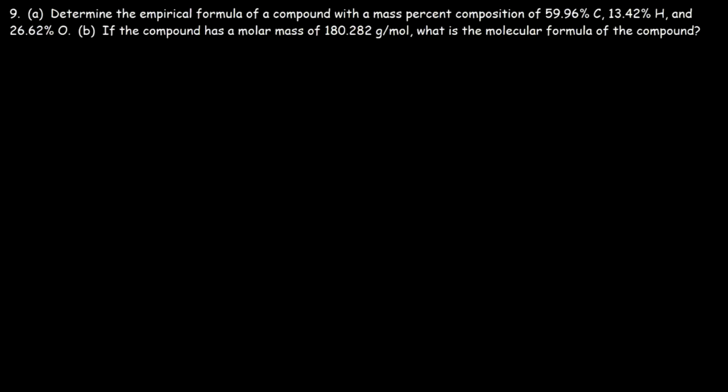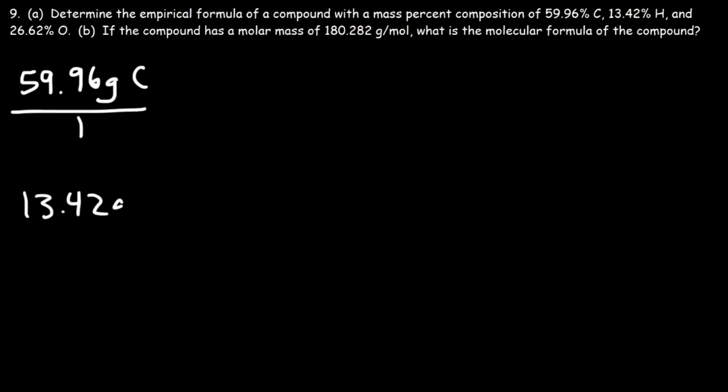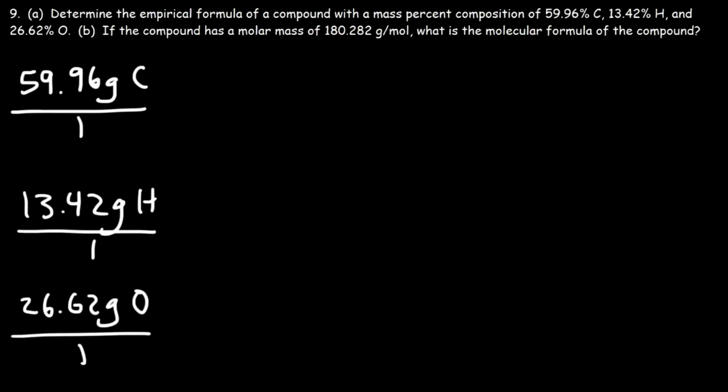Now, how should we begin? The percents will always add up to 100. And so as a result, what we could do is assume that the compound has a mass of 100 grams. If that's the case, we will have 59.96 grams of carbon, 13.42 grams of hydrogen, and 26.62 grams of oxygen, if we have 100 grams of the compound, which we're going to assume, just to make life a lot easier.